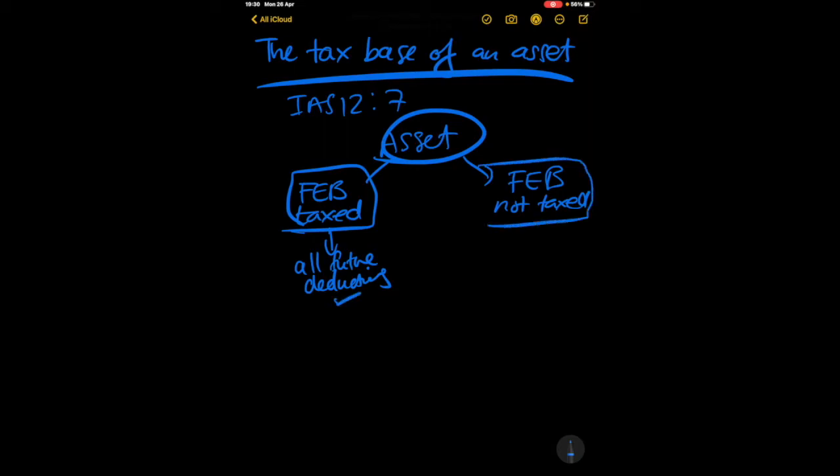Now, if our future economic benefits are not going to be taxed, then the tax base becomes the carrying amount. Now, let's think about two examples in particular, because these are questions that have come my way recently, so I thought I will just talk about these two examples.